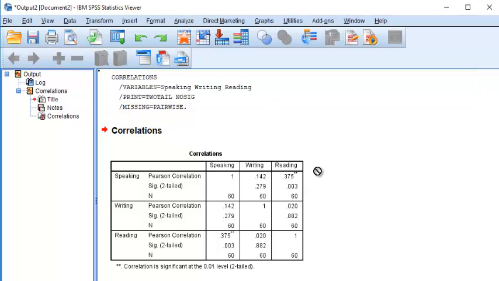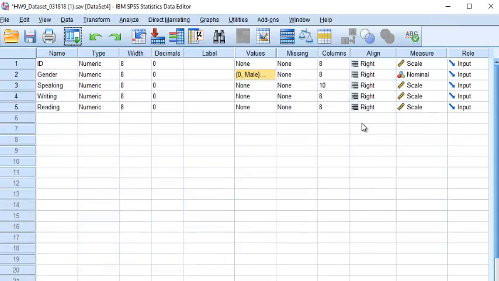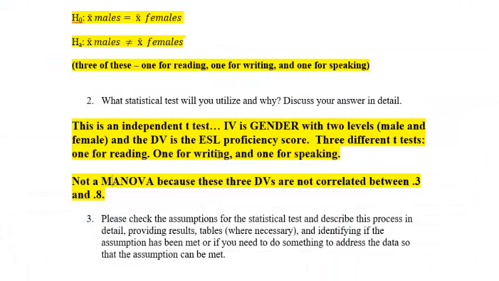And you can see that speaking and reading are strongly correlated, but speaking and writing, not so much. And the worst one is writing and reading. It is only correlated by 0.2, so you would not run a MANOVA here. Let's go back to the questions. So I am sticking to 3 independent t-tests.